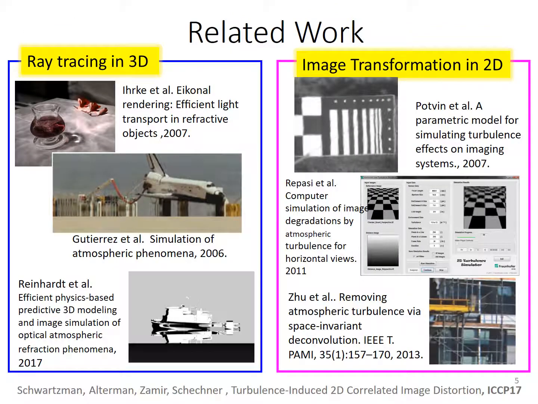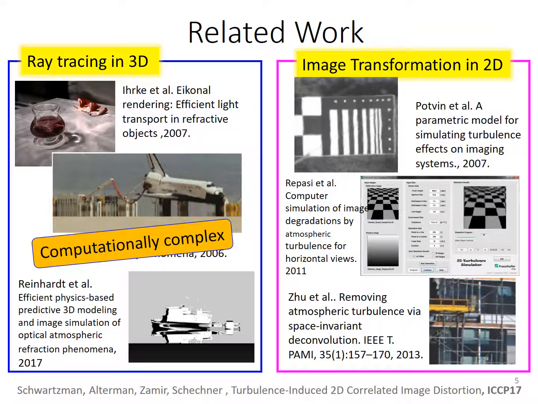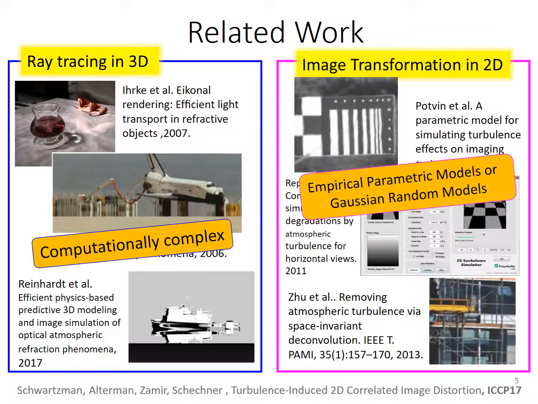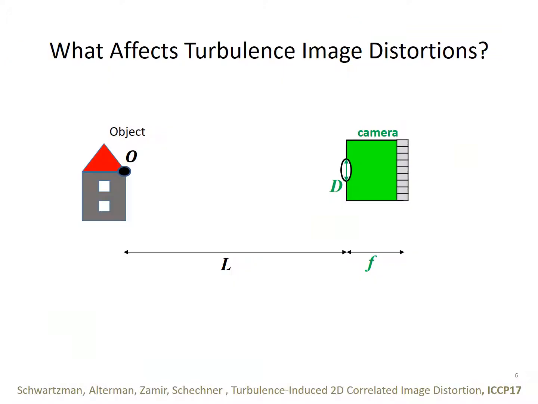Previous work in 3D ray tracing to render refractive objects and atmospheric phenomenon is computationally complex. Image simulation in 2D employs empirical parametric models or simple Gaussian random functions to generate distortion fields. However, these 2D methods do not have physically consistent spatial correlations.